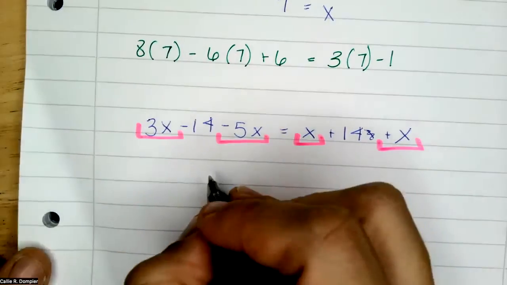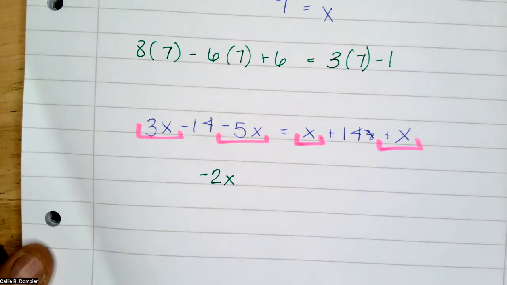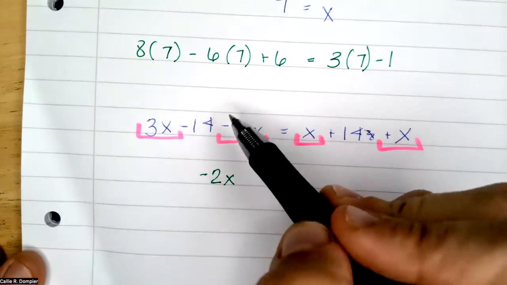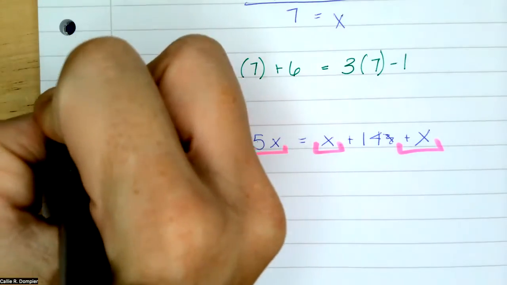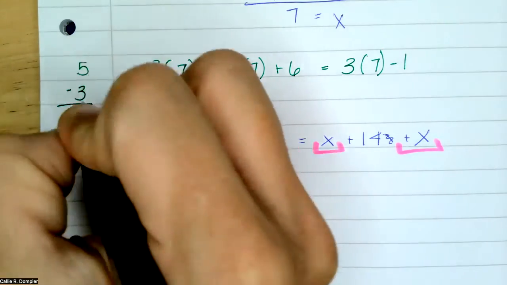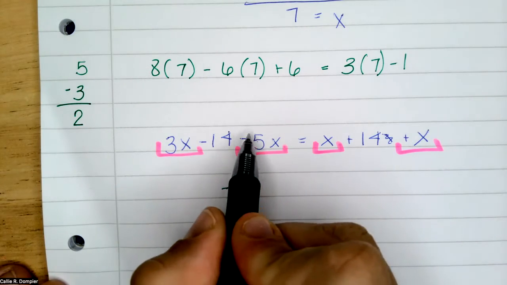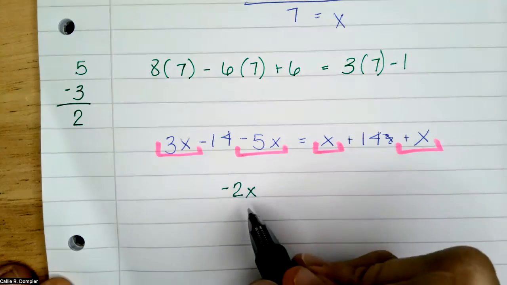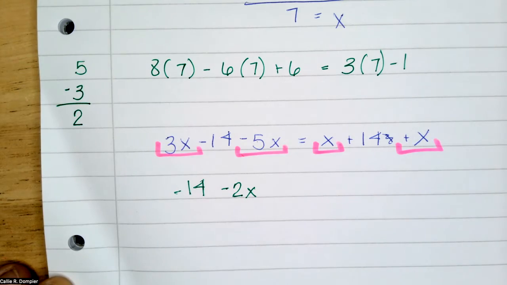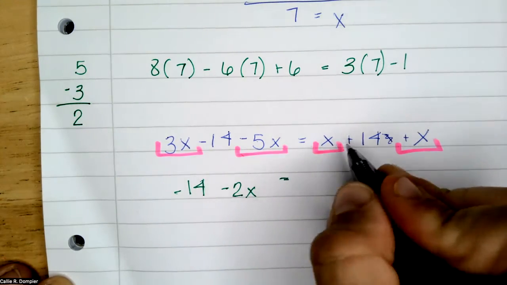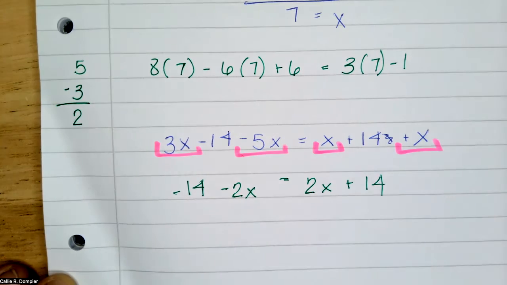So 3 minus 5 becomes negative 2x, okay? Because we're combining a negative 5. Remember, when you're combining two terms with different signs, you take the bigger number and you subtract the smaller number. So 5 minus 3 is 2. And then you check and you think the 5, the bigger number, is a negative. So your answer is also a negative. So it's a negative 2x. This is a negative 14. So negative 14 minus 2x equals x plus x is 2x plus 14.